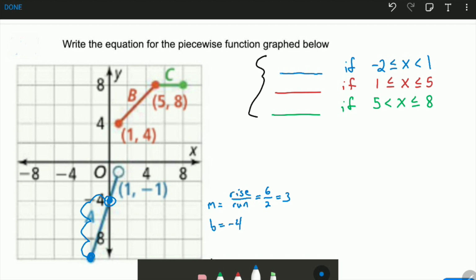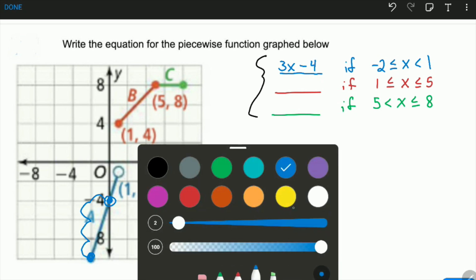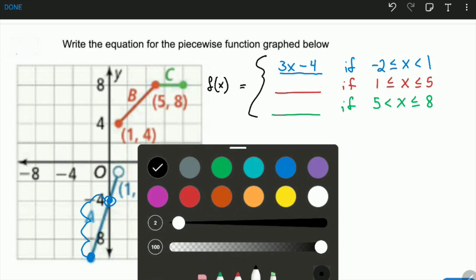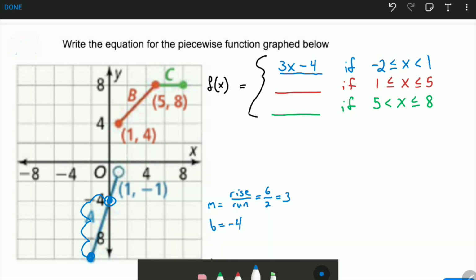Which means the equation for this piece will be y equals m, so 3, x plus b, or -4 in this case. The y equal to part will be taken care of by my piecewise function, f of x equals. So piece 1 is done.